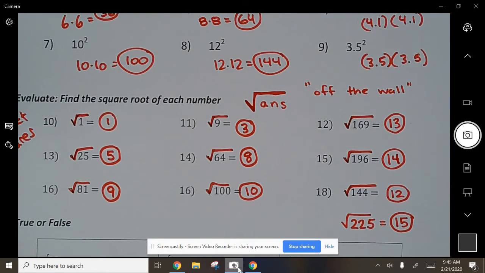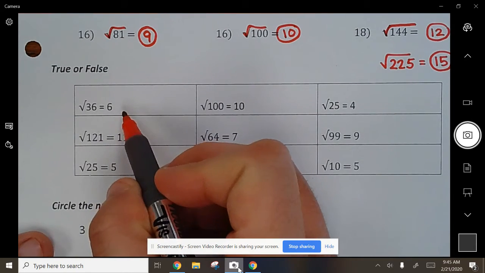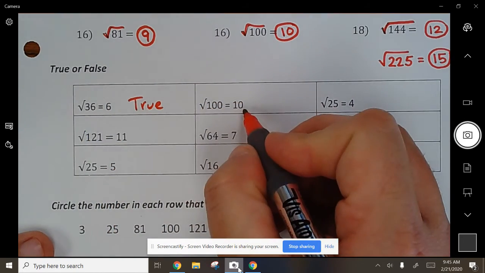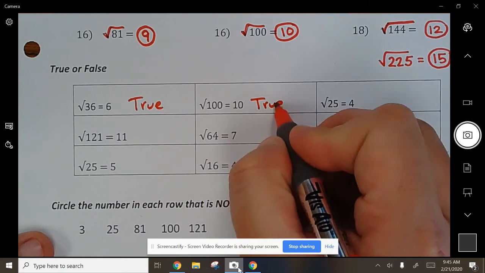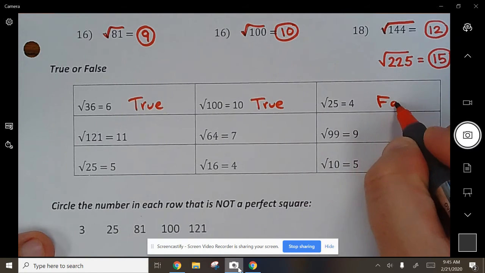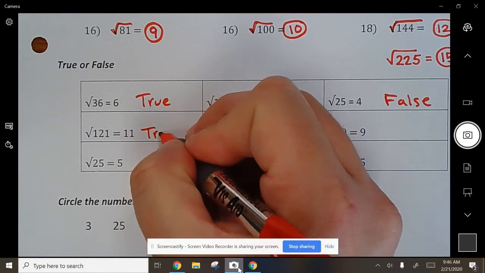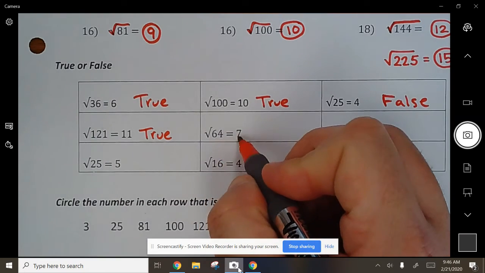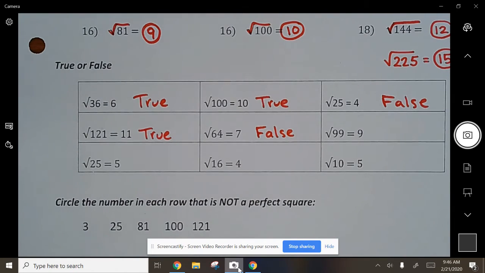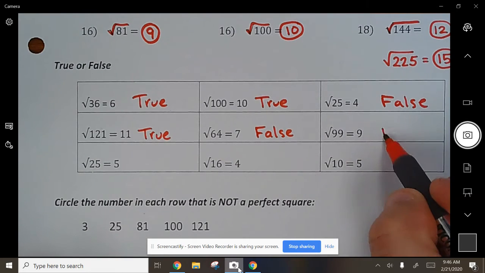Okay? Now, let's look down here. True or false? The square root of 36 is 6. 6 times 6 is 36. True. Square root of 100 is 10. 10 times 10 is 100. Square root of 25 is 4. 4 times 4 is 16, so false. Square root of 121 is 11. 11 times 11 is 121. Square root of 64 is 7. 7 times 7 is 49, not 64. Square root of 99 is 9. 9 times 9 is 81, not 99. False.